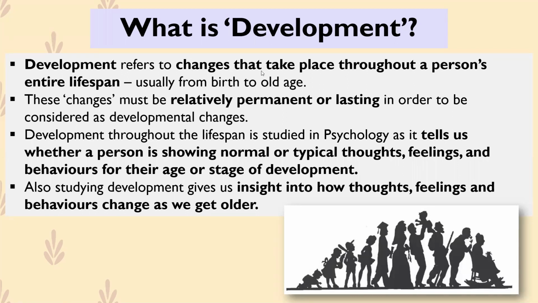Development is the changes that take place throughout a person's lifespan, usually starting from birth and ending at old age, or ending at death, in other words. These changes have to be relatively permanent or lasting in order to be considered developmental changes. For example, once you have your growth spurt in your early teenage years, you're not going to go back and shrink to the short person that you were in primary school. You are going to remain at that height. So that change is relatively permanent or lasting.